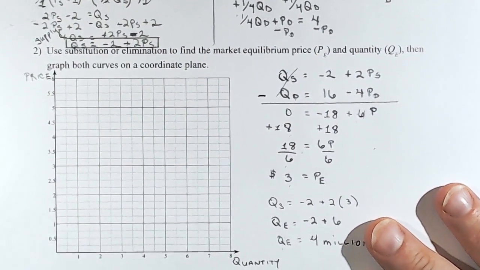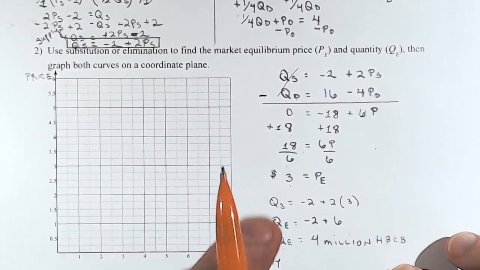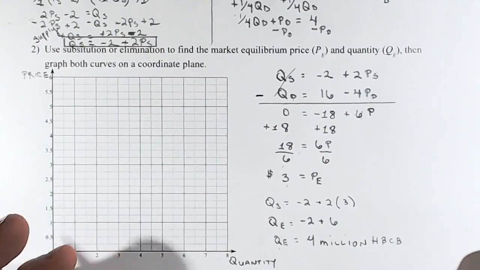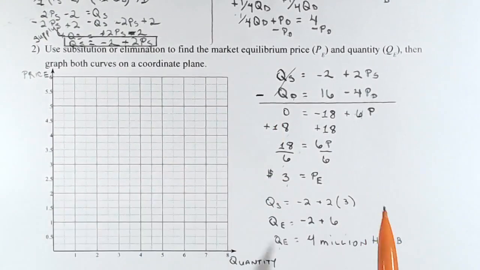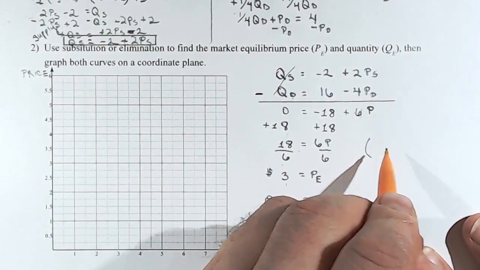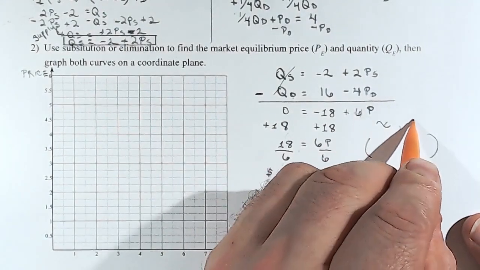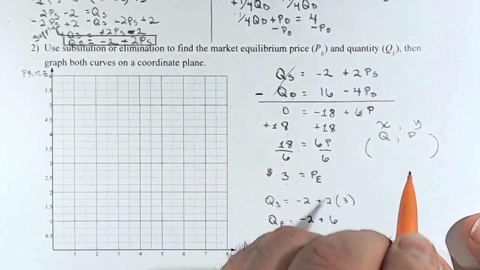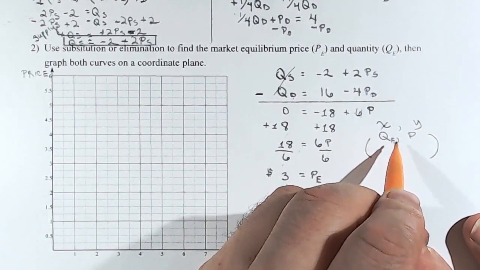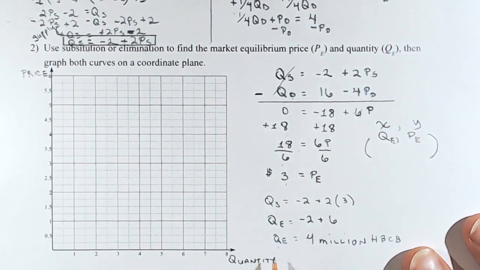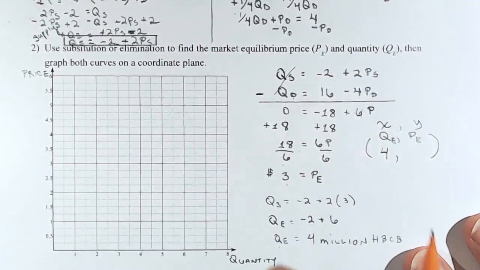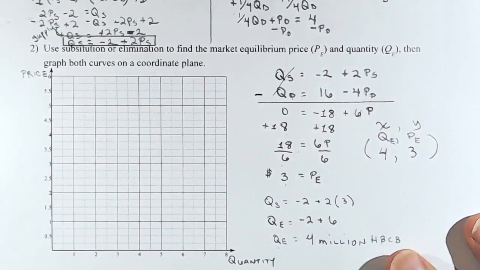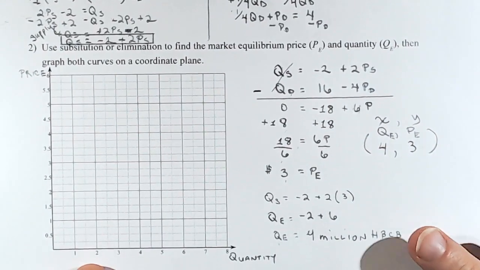Okay, so let's graph. Let's remember that the intersection on a coordinate plane is the solution to the system of linear equations. So the solution to this system of linear equations, which we normally say is x, y, here we're going to say is q, p. Q sub e, p sub e. Well, q sub e is 4. We know it means 4 million. And p sub e is 3, and we know that means $3. Right? And I'll explain what this means here in a second.